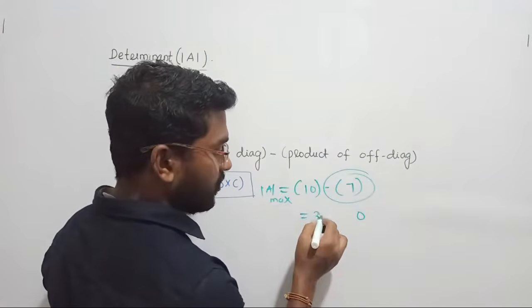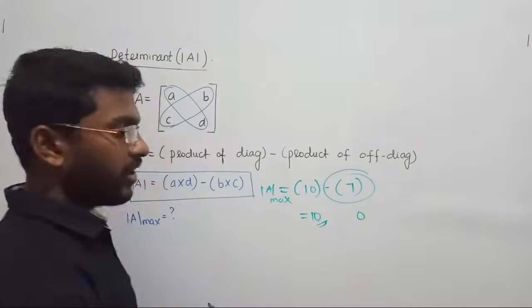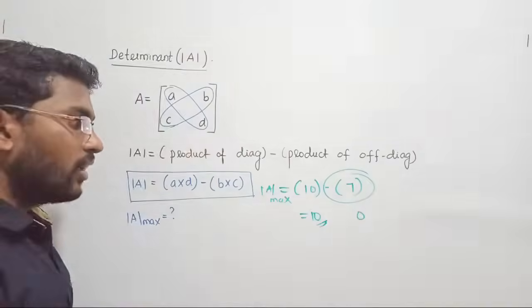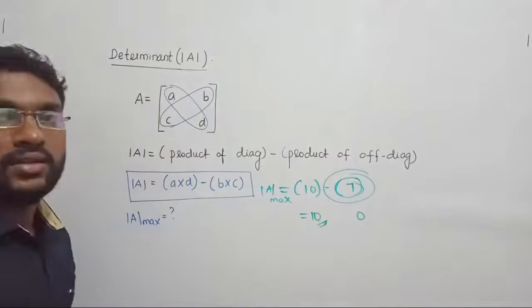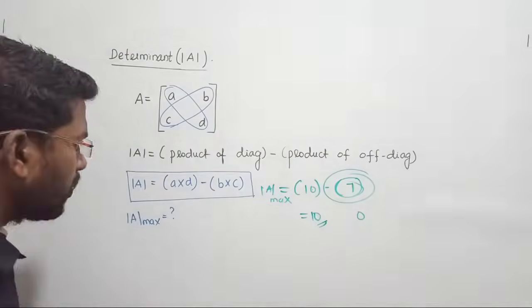10 minus 0 will become 10. So if you want to obtain the maximum value for this function, right? So to attain the maximum value, you can make this value as 0. Clear? Directly you can say, for the subtraction value, you can obtain the maximum value, right? So the conclusion is what?